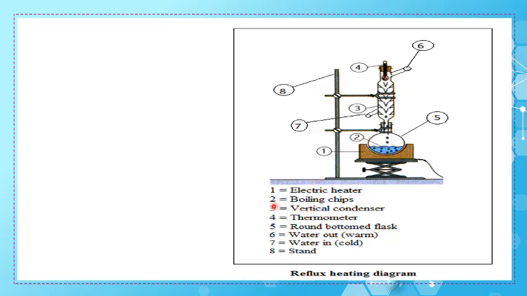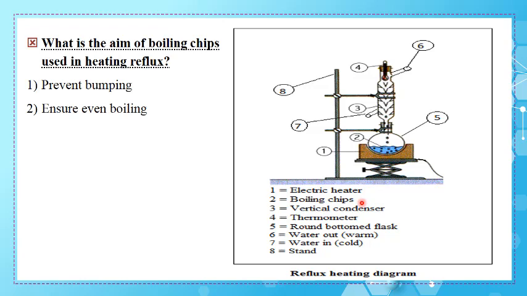As you can see, look here at number 2, boiling chips. What are the boiling chips? It's simply small specific stones added to the reaction mixture here. Why? Simply because they will mix the mixture continuously. Prevent bumping, it means, and ensure even boiling. Ensure even boiling means the heat will be distributed evenly all around this flask, so it will not be broken, and pressure will not increase highly. So this is the role of the boiling chips. Okay, you have to memorize it also.